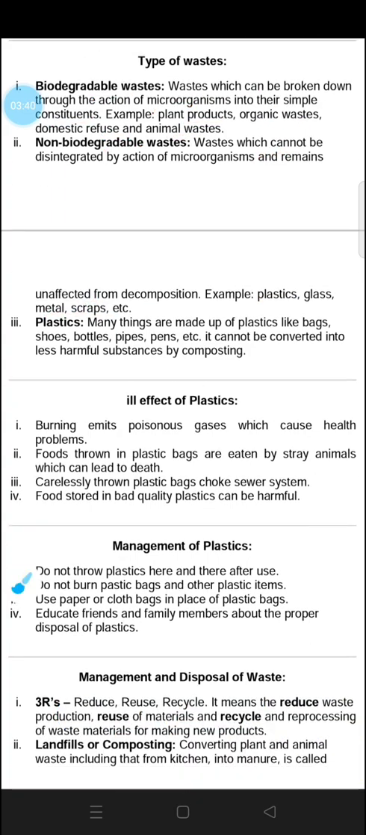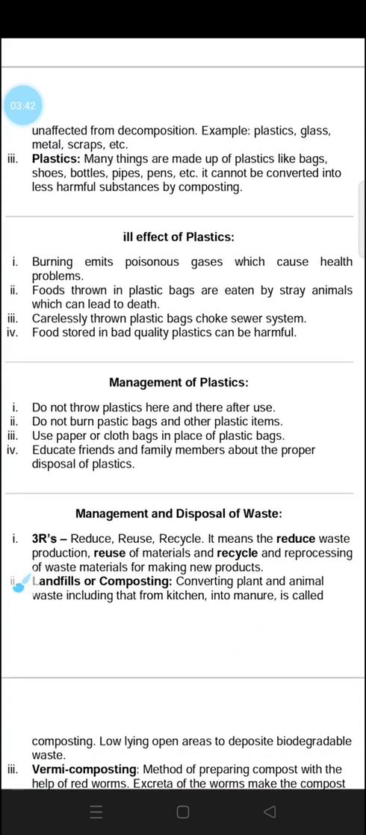Now let's talk about plastic, which is very dangerous for our nature. Plastic, many things are made up of plastic, like bags, shoes, bottles, pipes, pens, etc. It cannot be converted into less harmful substance by composting. So it is not possible for these substances to decompose.